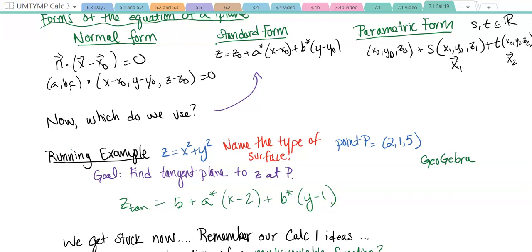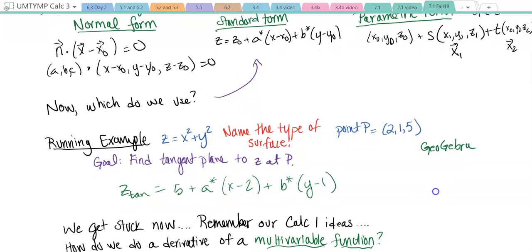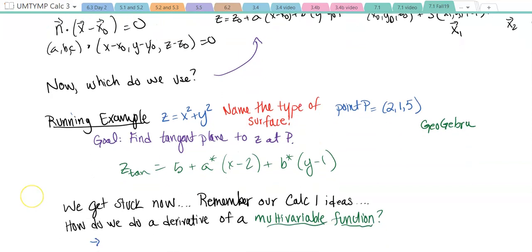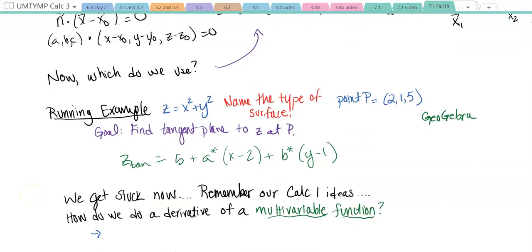Well, what are A and B? This is where, if we remember our Calc 1 ideas, we would take a derivative and evaluate the derivative at our point of interest. Now we have a multivariable function, so what is the equivalent of a multivariable derivative? The answer is there isn't one. Okay, there is something called a total derivative, but we don't discuss that. What we actually end up using is something called a partial derivative.